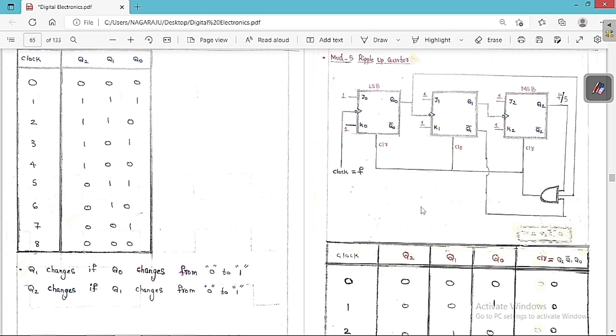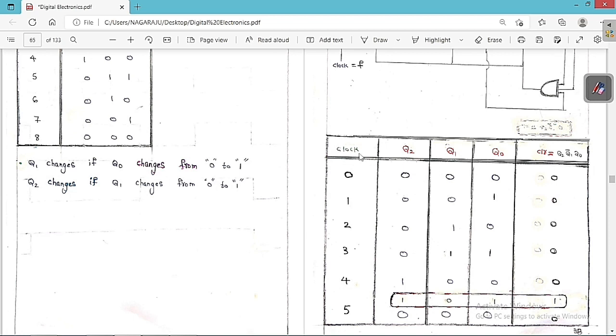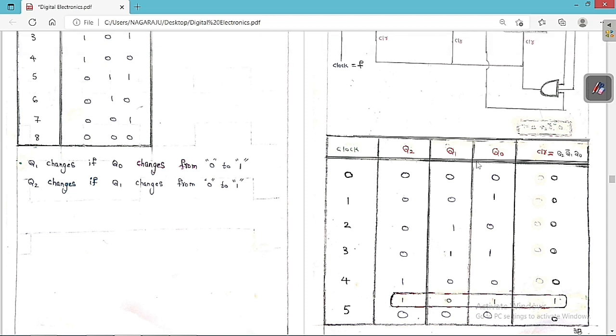Now we are going to discuss how it is going to perform. I wanted to tell you this is called the LSB and this is called the MSB. The clock which is given to the initial flip-flop is called the LSB, and the last one is called the MSB. So Q2, Q1, Q0. Now the clear signal: the clear input is nothing but Q2, Q1 bar and Q0.